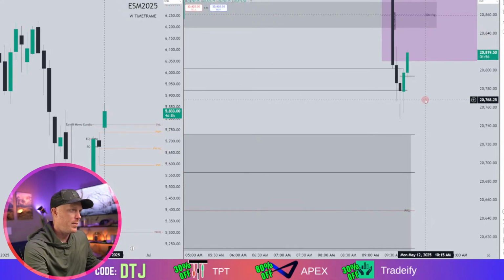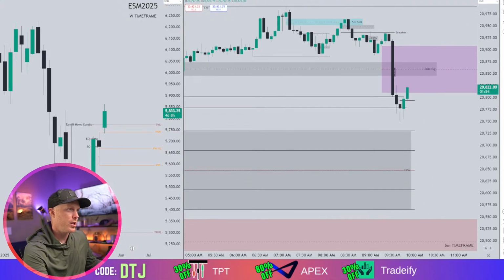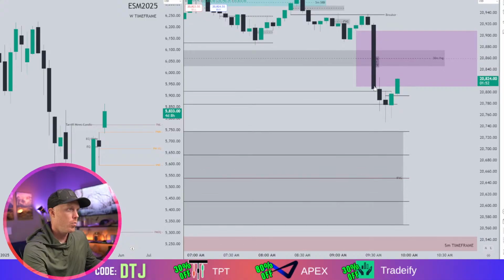Do we have a 5-minute change in state of delivery? We won't have a 5-minute change in state of delivery. That's the hard part. We have zero, because to know that we're going to move higher, we would need to close above all of this.